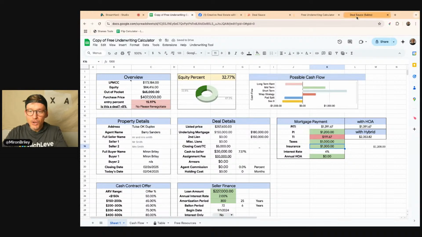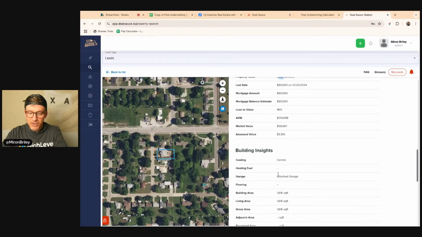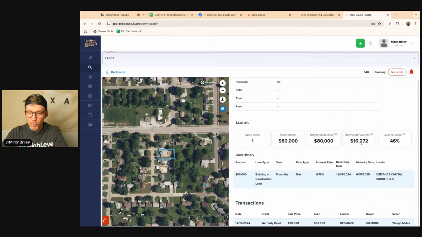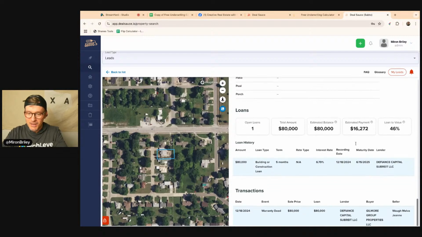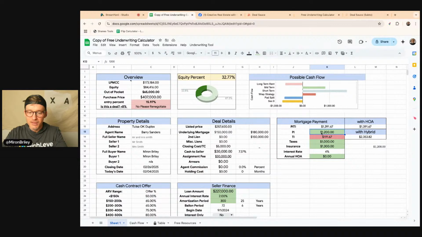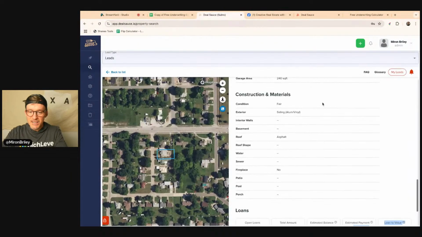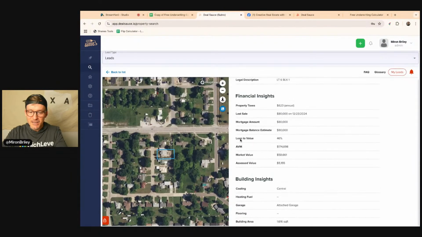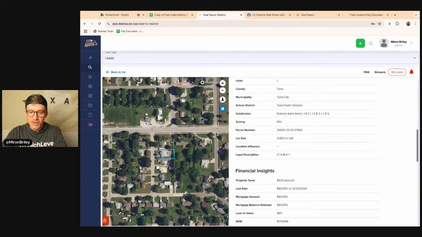But if you don't have a mortgage statement, you can come in here and look up what the estimated payment is. That looks really crazy, a $16,000 payment, but it looks like a construction loan. Anyways, you can go into Deal Sauce and get the estimated payment, take it back, and put it right there for the PI. Okay, and then like I did before, look at the taxes. What's the estimated taxes?